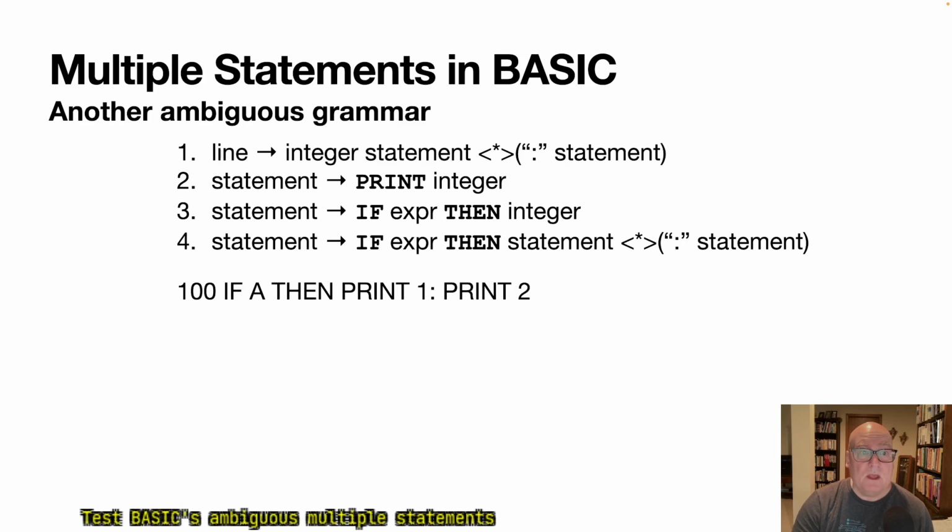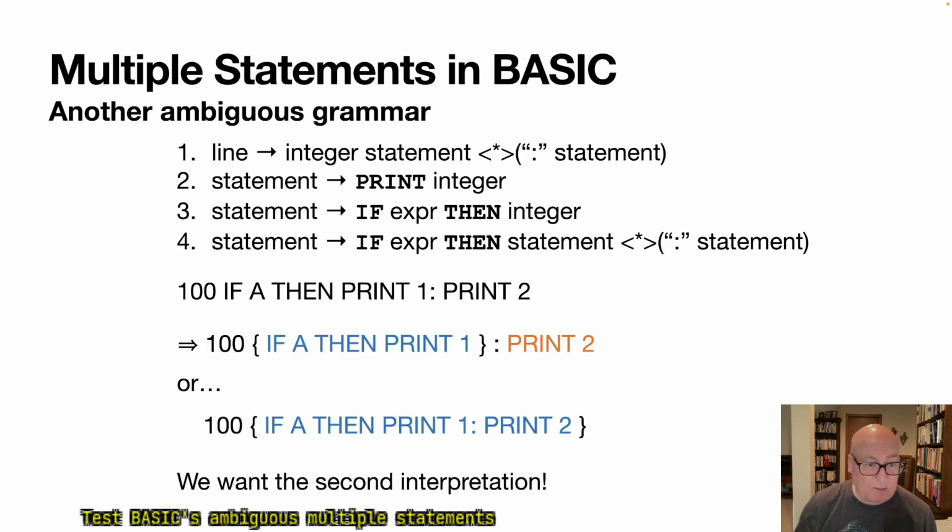So a line in BASIC is an integer followed by a statement, like 100 print. You can also have multiple statements on a line if you put colons between them, and so statement goes to print integer. We're just doing a minimal version of a statement there. But the interesting one is if expression then integer, which is like if expression then go to whatever line number that integer represents. Or you can have if expression then statement, and then you can have multiple statements separated by colons. And so we have a parsing challenge.